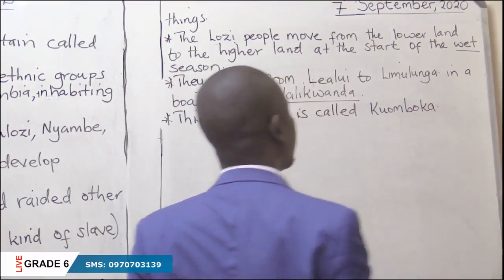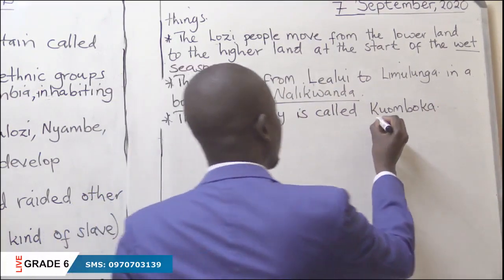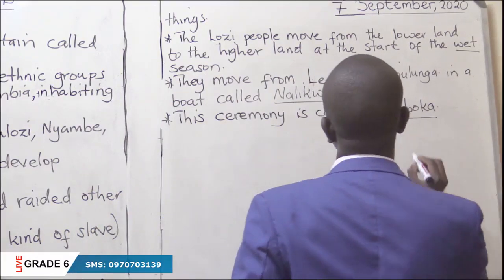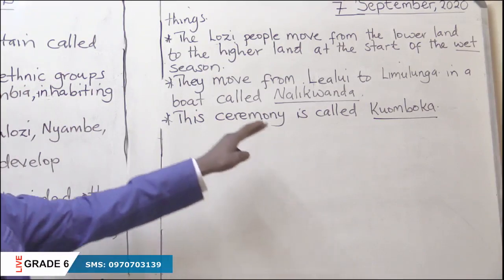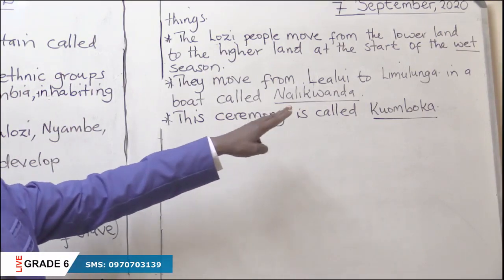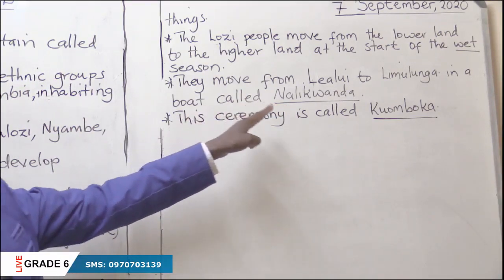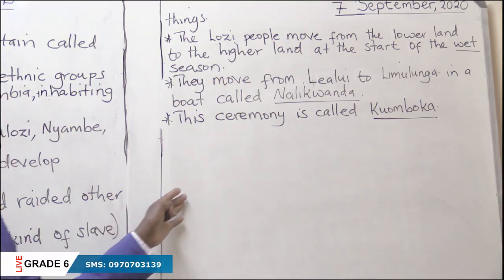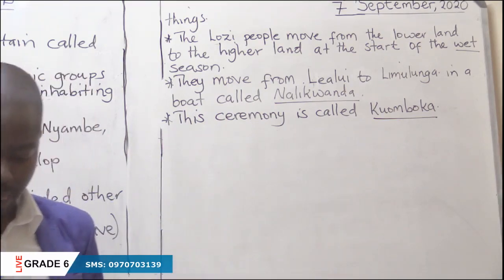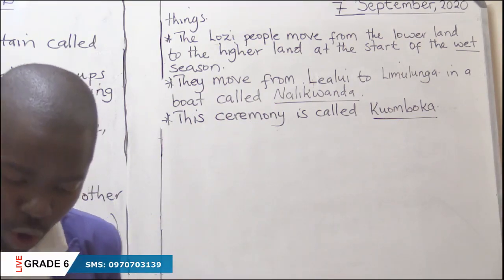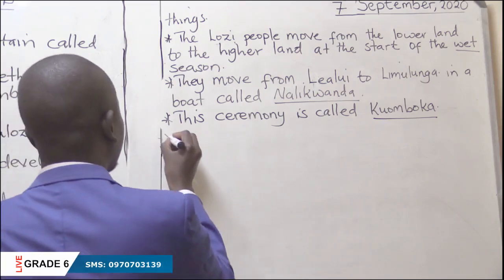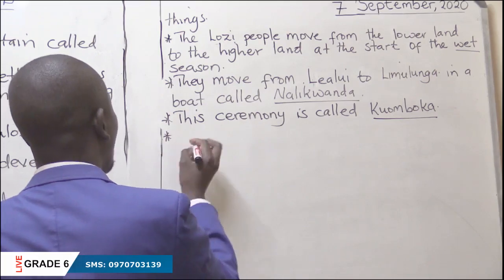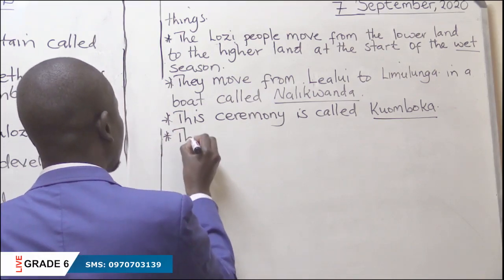Okay, the ceremony is called Komboka. It is the movement of the Lozi people from the lower land to the higher land, that is from Lealui to Limulunga, in a boat called Nalikwanda. The ceremony is called Komboka. So this takes place in February or March.